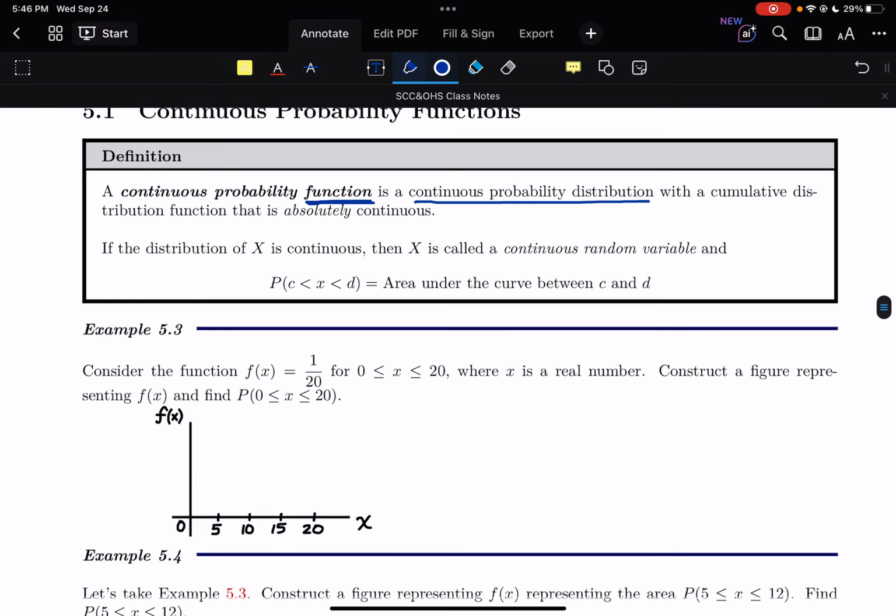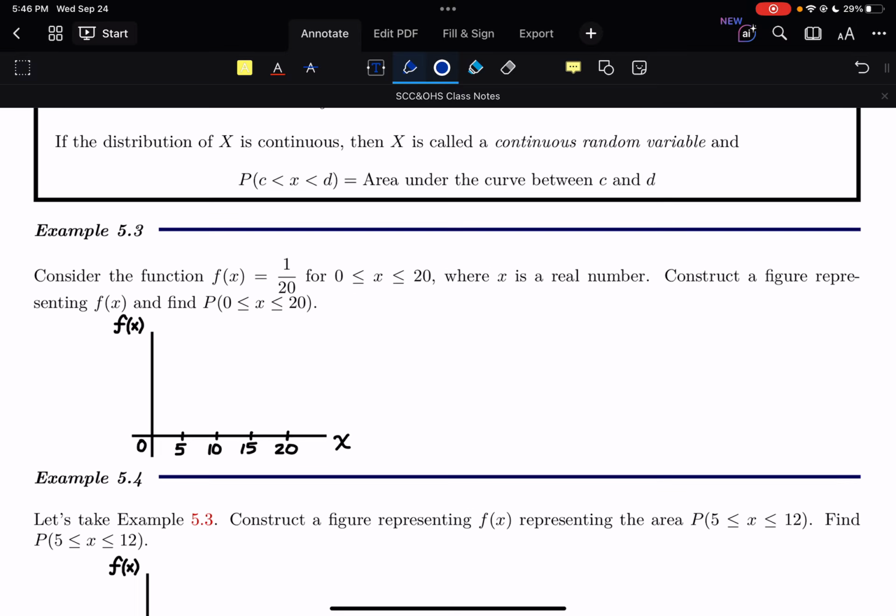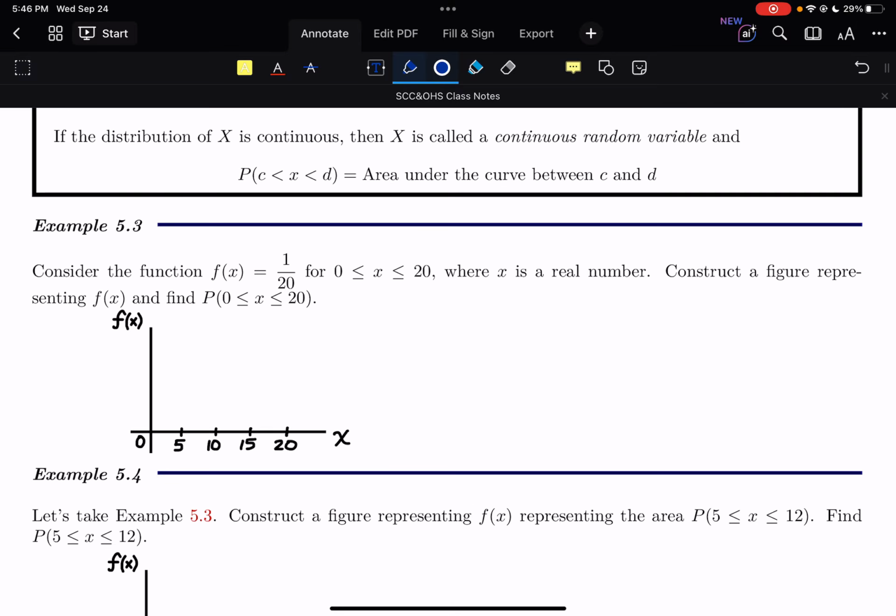So for example, consider the function f of x equals 1 over 20, where x is between 0 and 20, and x is a real number. Construct a figure representing f of x, and find the probability that x is between 0 and 20.